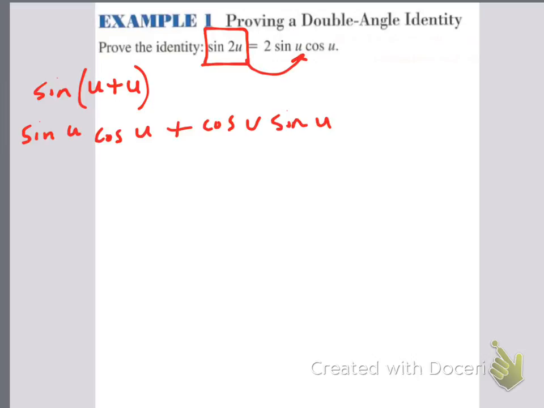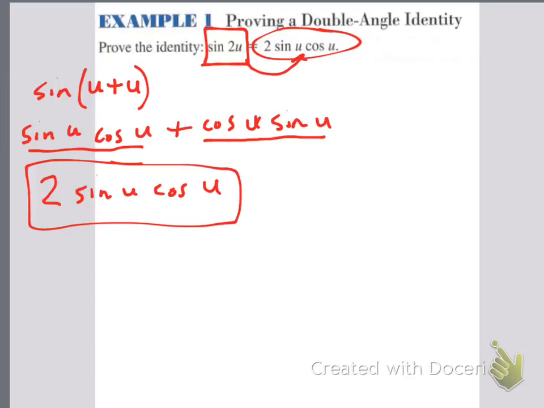Now here's the thing. This and this are the same thing, aren't they? Sine u, cosine u, sine u. They're the same thing. So, that means there's just 2 of them. Well look, there it is. So all we had to do was break down 2u to u plus u and use our stuff from 5.3 for the sine of a sum. So we proved it.